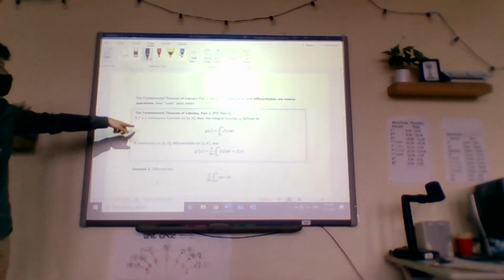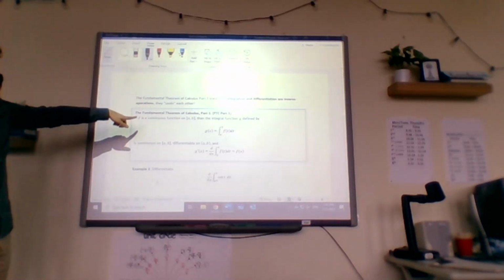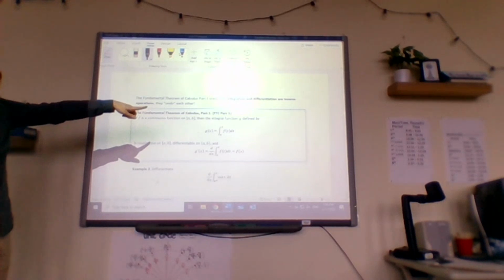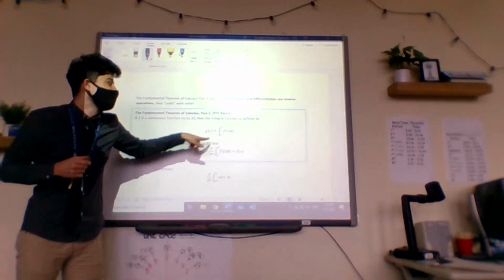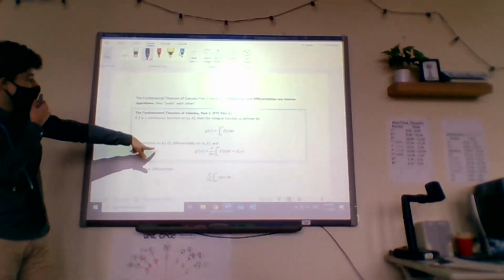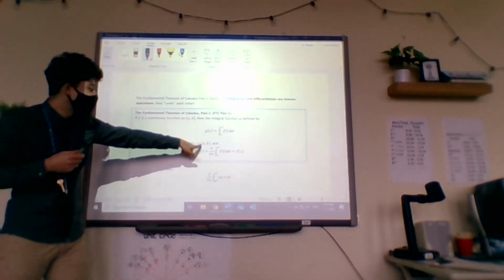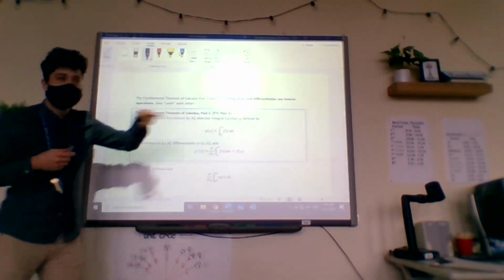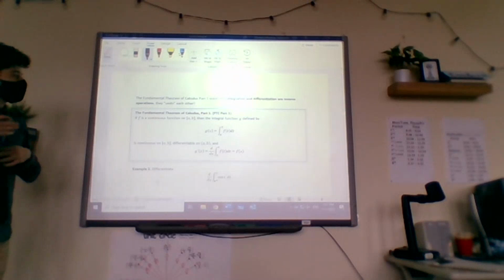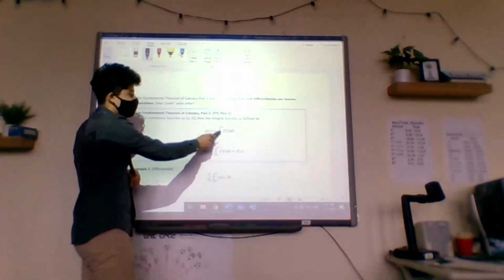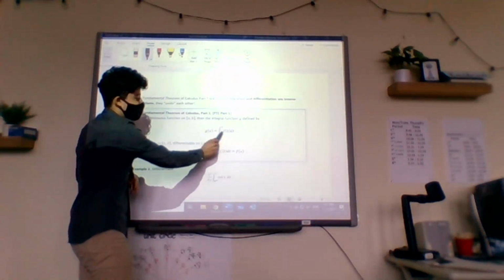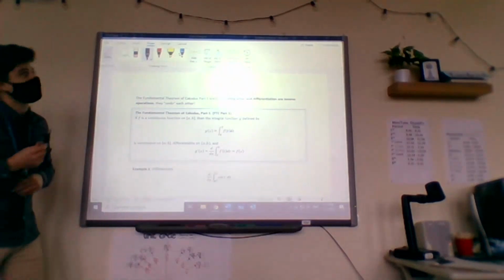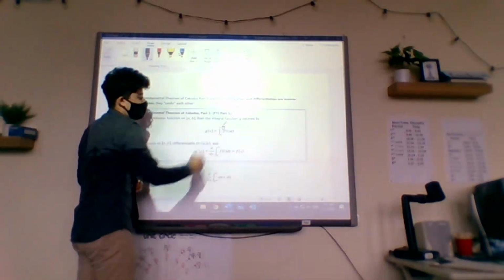So here it is formally, if f is a continuous function on a to b, then the integral function g defined by this area so far stuff is continuous, differentiable, and its derivative is equal to the inside function. So again, one last time, you take the derivative of this, you just get this function back with an x in it. As long as this is just an x up here.